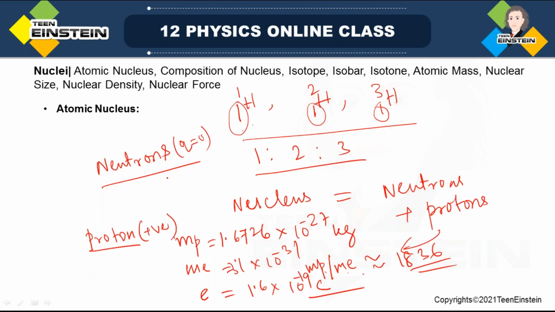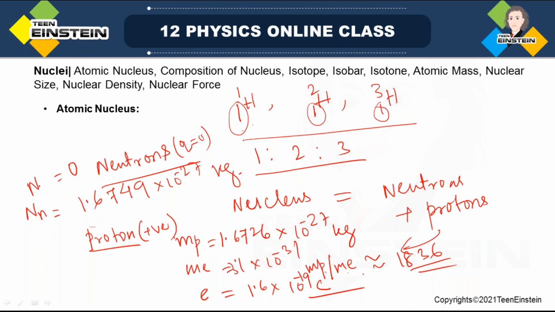Okay, anyway, so this is the thing. The neutron also has a mass very near to the proton, 1.6 4 9 into 10 to the power minus 27 kg. Okay, this is the mass of the neutron, sorry, not proton. This is the mass of the neutron, and it has zero charge, or it is neutral.